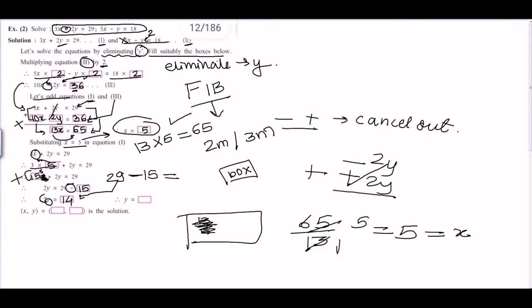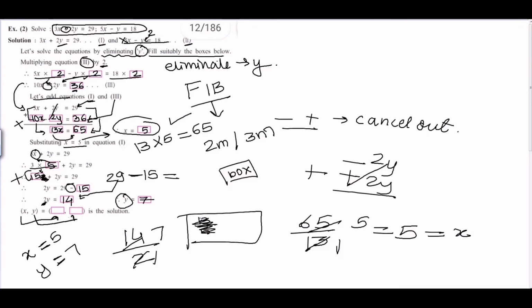So 2y, 2 is multiplied with y, so after going to that side it will become divide, so 14 upon 2 will become 7, right, y equals 7, we got the answer. So we got the answer x as 5 and y as 7. So (x, y) will be (5, 7), so x first and then y. Okay, x is 5 and y is 7.